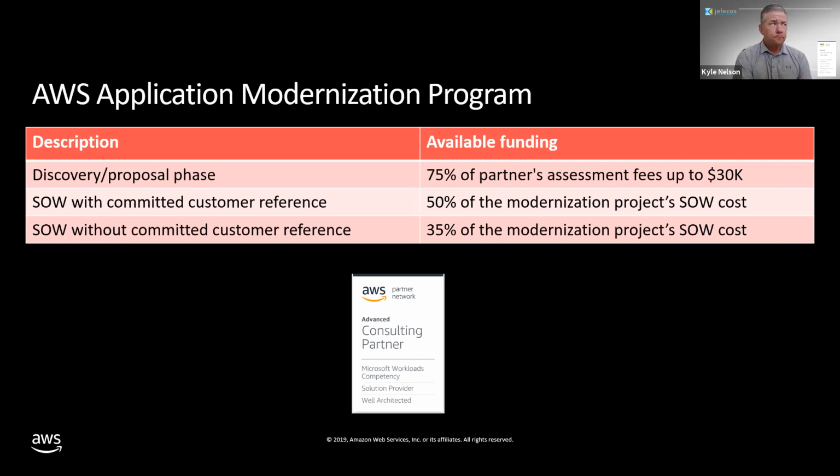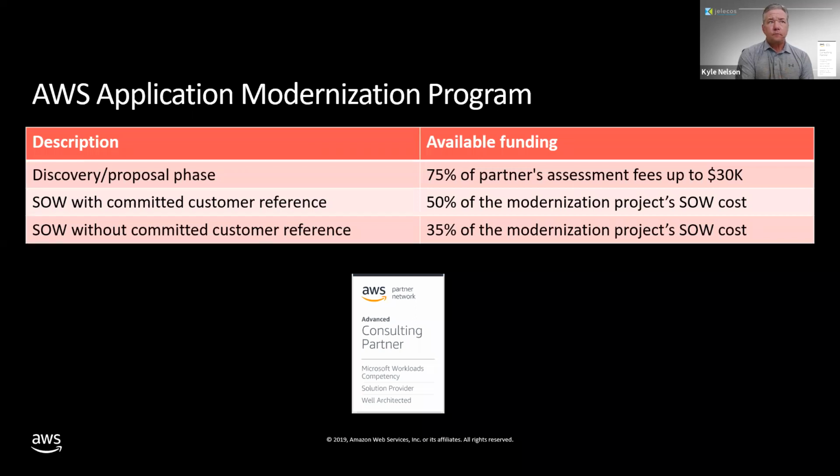The first part of that is that AWS will help fund 75% of a discovery or proposal phase that we would do as part of application modernization, up to $30,000. So when we work with our customers, AWS will fund up to 75% of the architecture phase that Jellicoe would help with.